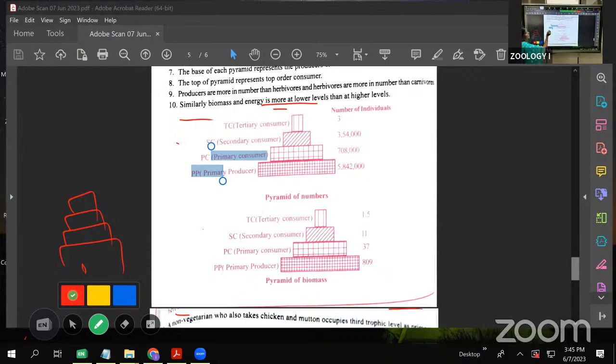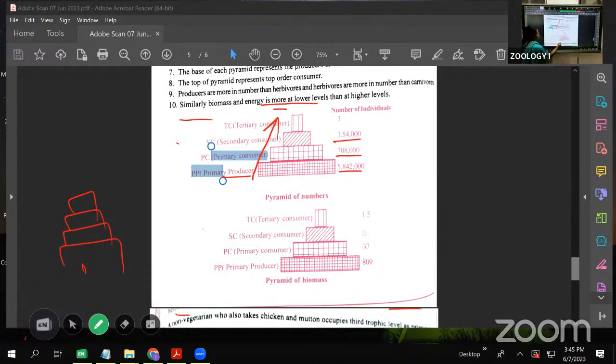See this one. Here the producers, how many are there? Here something like 5 lakhs or more are there. Here 708,000 is there, which means they are decreasing in number. Primary producers, primary consumers, secondary consumers, tertiary consumers are decreasing in number. That's why the pyramid is upright only.